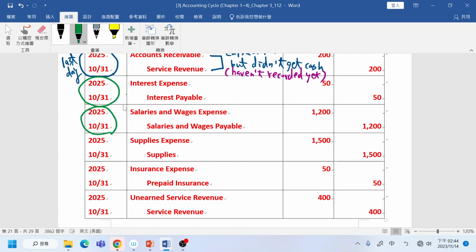So last day we told them interest happened 1 month, but we didn't pay interest yet. Okay, so 1 month interest occurred, but haven't paid.